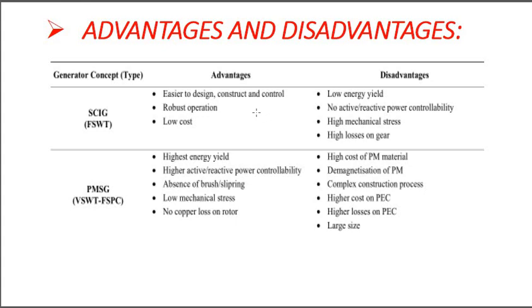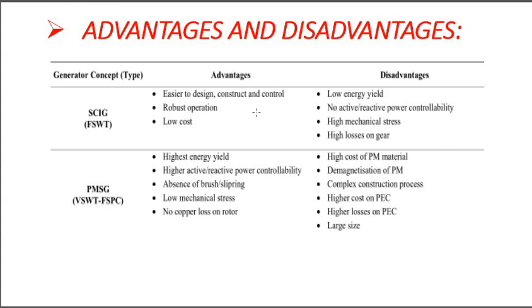Now for PMSG, permanent magnet synchronous generator: highest energy yield, higher active reactive power controllability, absence of brushes and slip rings, low mechanical stress, no copper loss on the rotor. So maintenance is low because of the absence of brushes and slip rings. Now the disadvantage is the high cost of permanent magnet material.